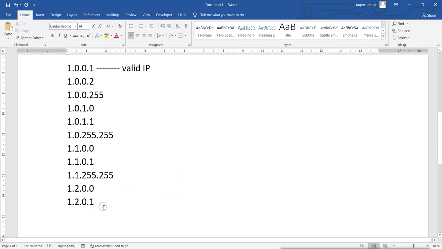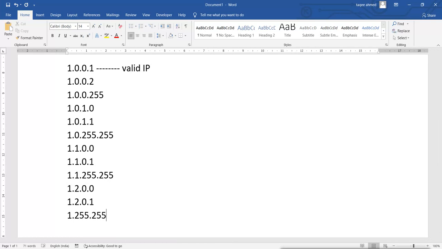Now one time comes when this will be on 255, and this will be also on 255, this will be also on 255. Then what next? This will become 2, and these will become 0 again. This is how it goes.